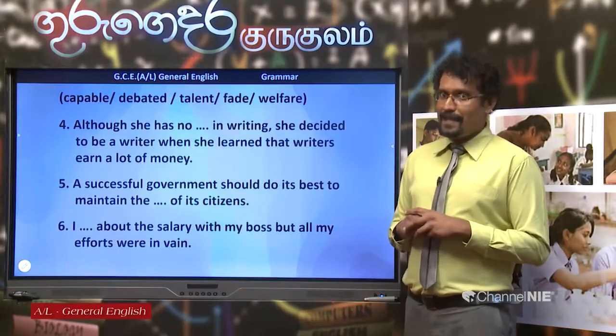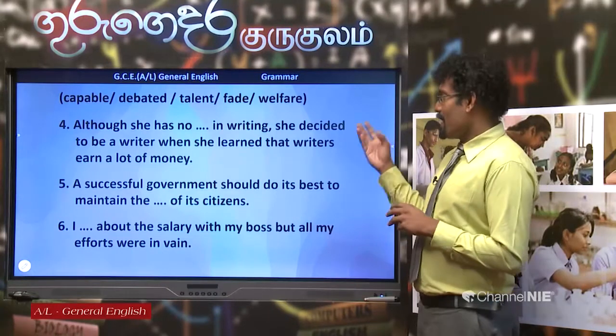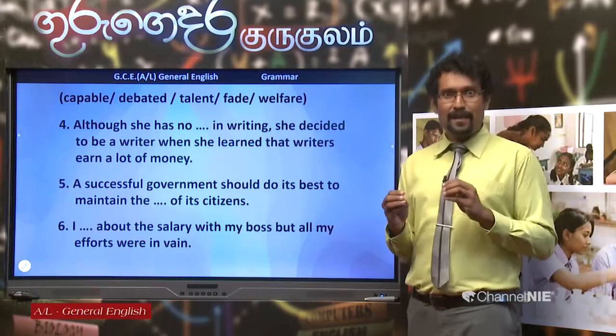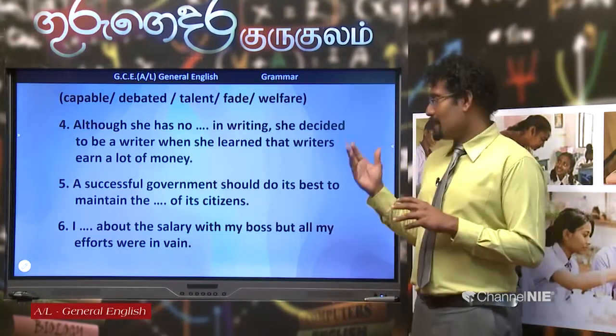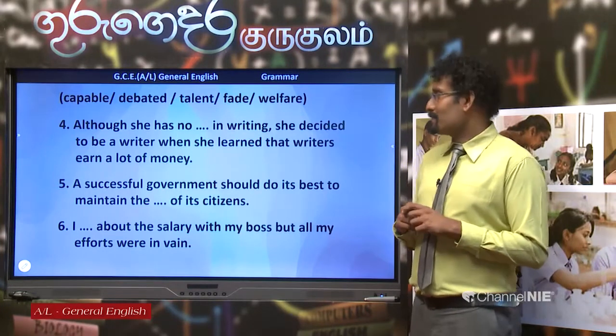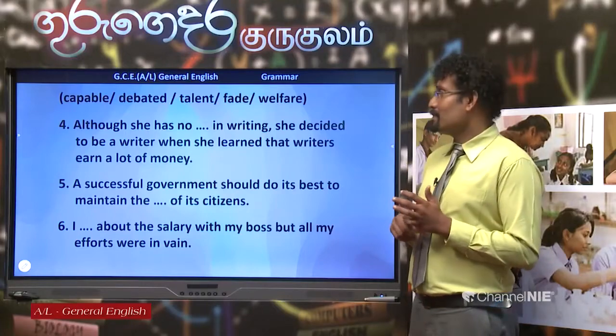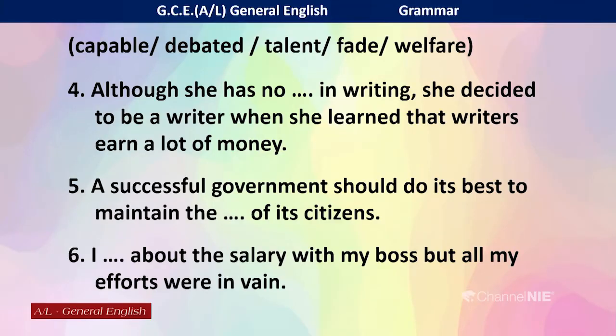You have another activity, the same activity. There are some words and you have to use those words correctly, appropriately to fill these blanks in these sentences. These are the words you have been given. I am going to read them: capable, debated, talent, fade and welfare. Although she has no blank in writing, she decided to be a writer when she learned that writers earn a lot of money.